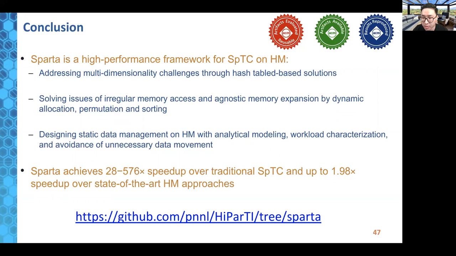The evaluation shows that Sparta brings 28 to 576 times the speedup over the sparse tensor contraction with sparse accumulator and achieves extra up to 98% performance improvement over state-of-the-art heterogeneous memory solutions.